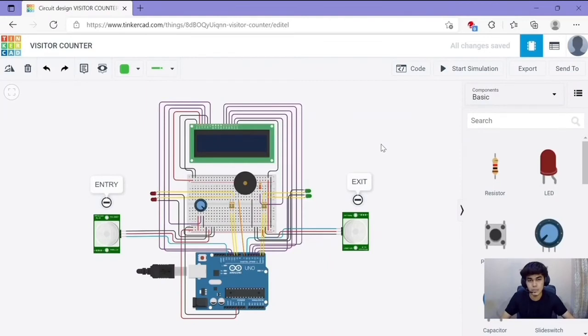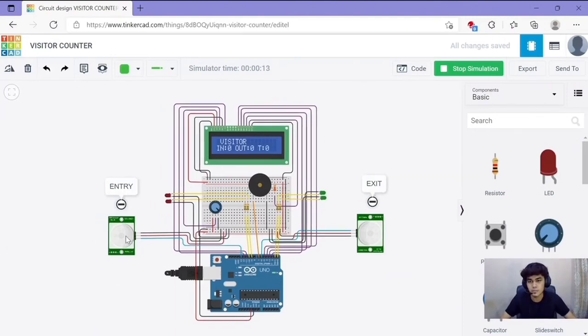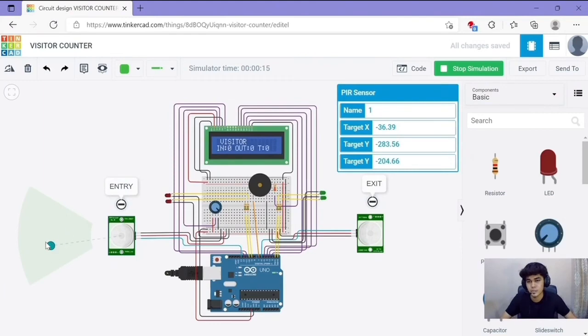Now I will start the simulation to show you how our visitor counter works. Right now there is no visitor inside the shop. You see here in equals 0, out equals 0, and T stands for total, meaning that the total number of persons inside the shop right now is 0. So what happens if someone passes through this entry area to go inside the shop? What will happen is the motion sensor will detect the motion, the LED here will light up, the buzzer will ring, and the LCD display in will be 1 and T will be 1. So let's try.